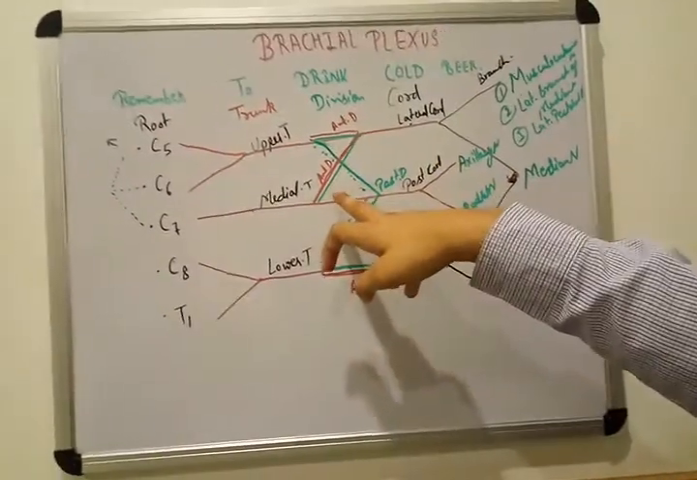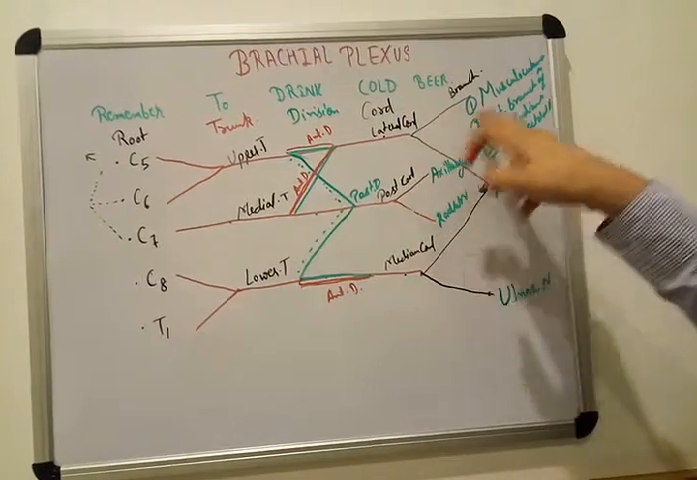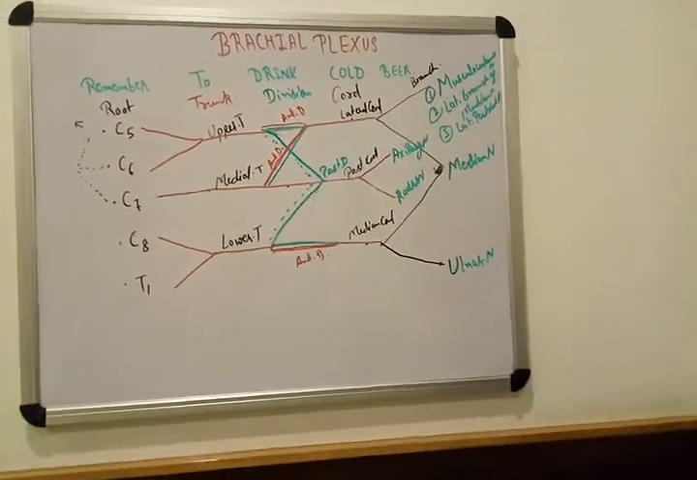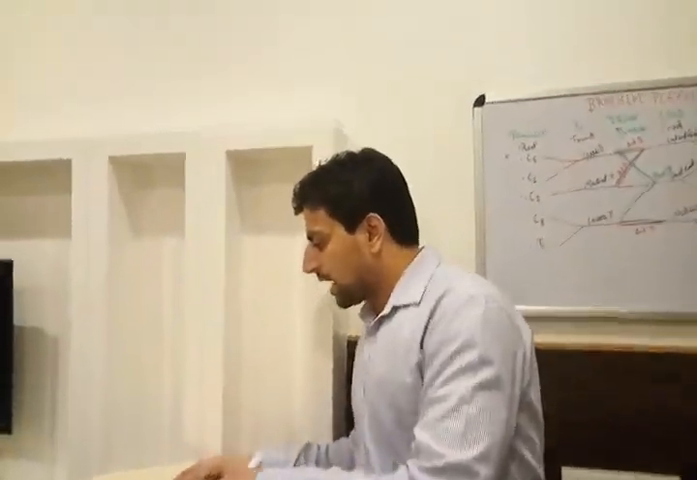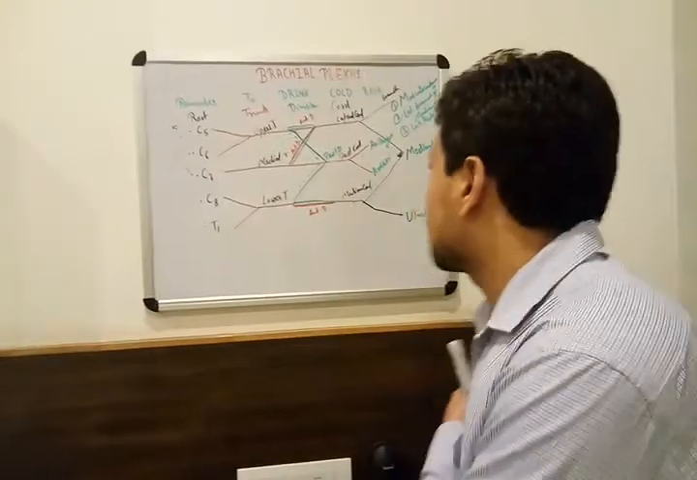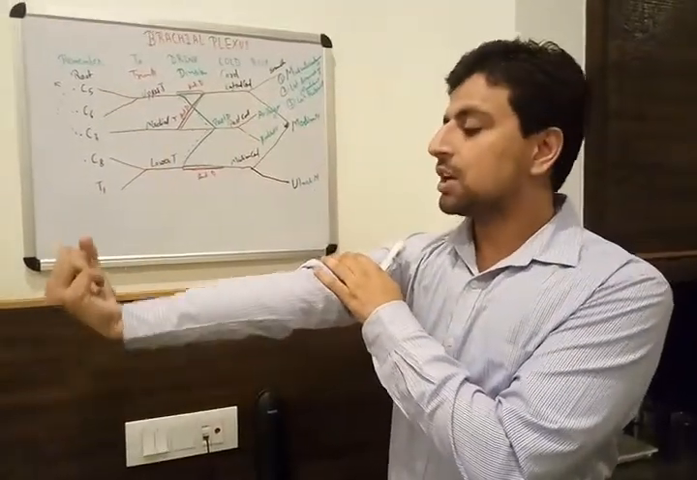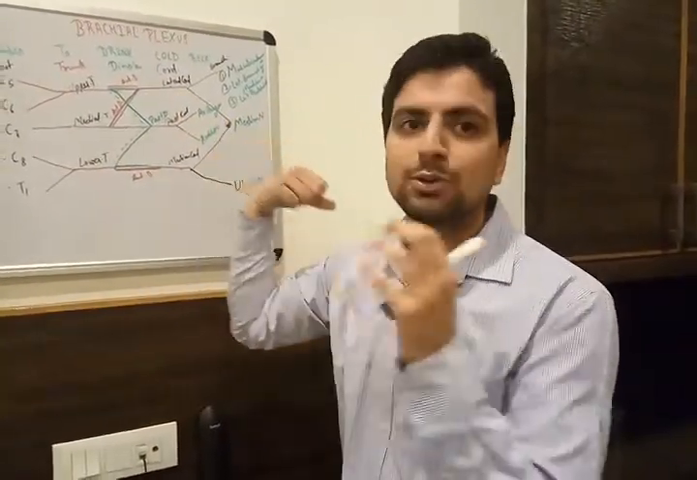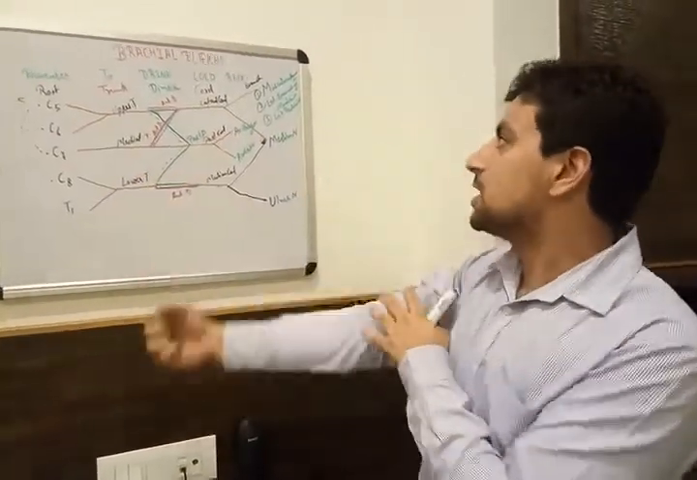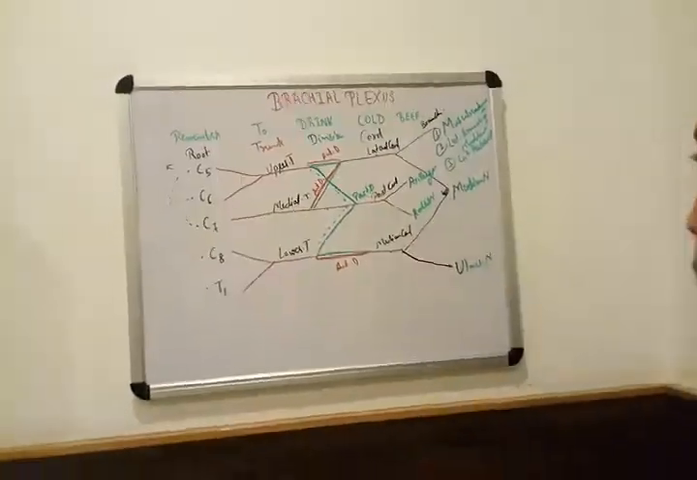The anterior divisions from C5, C6, C7 together supply the lateral cord, and these are the branches of it. If musculocutaneous nerve injury occurs, what is going to happen? The elbow is not able to flex. Like at the elbow, this is flexion, this is extension, but it can't flex. Nobody will be able to show his biceps because he can't flex due to musculocutaneous nerve injury. So what is going to happen?